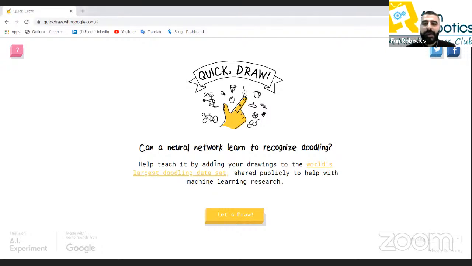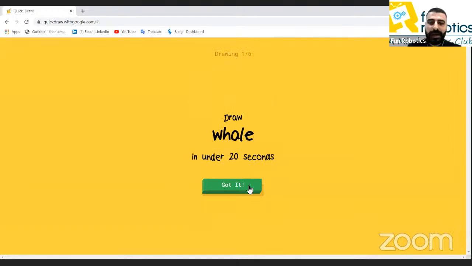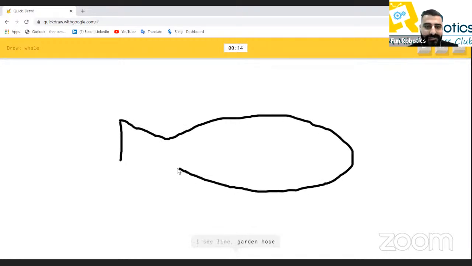So here is Quick Draw, maybe you've seen it before. It's the world's largest doodling data set, and it's an AI experiment. I'd like to play a game here and show you how it works and explain how Quick Draw can guess what we draw. So I click on let's draw. It says draw a whale in under 20 seconds. I don't even think I can draw a whale, but let's see. I see line, or garden hose, or fish, or shoe. Okay, I drew a terrible whale.